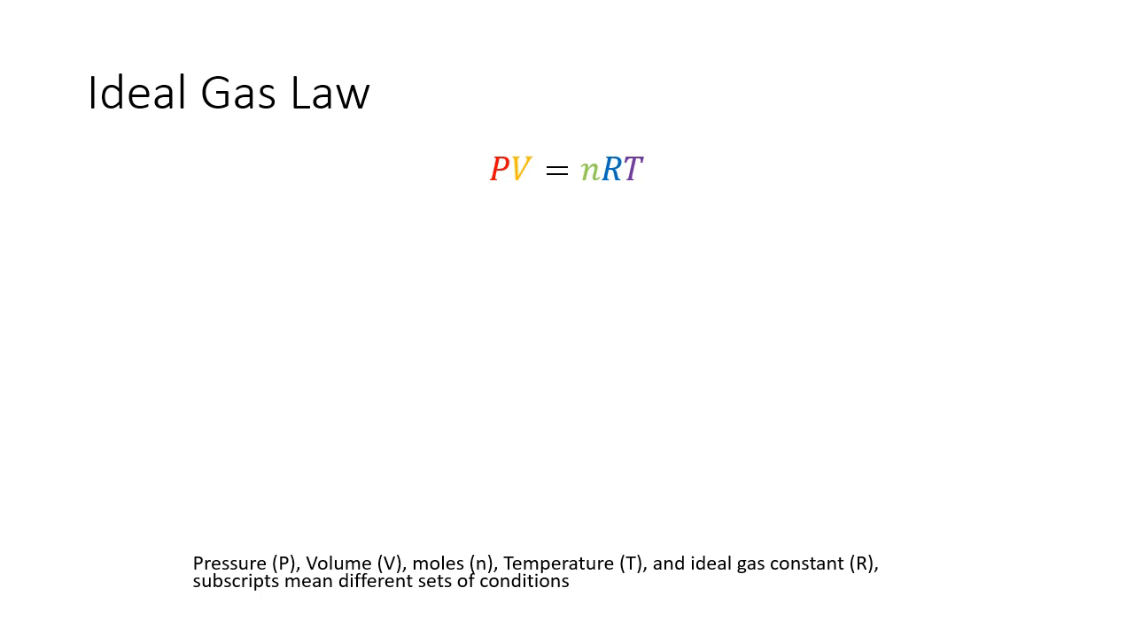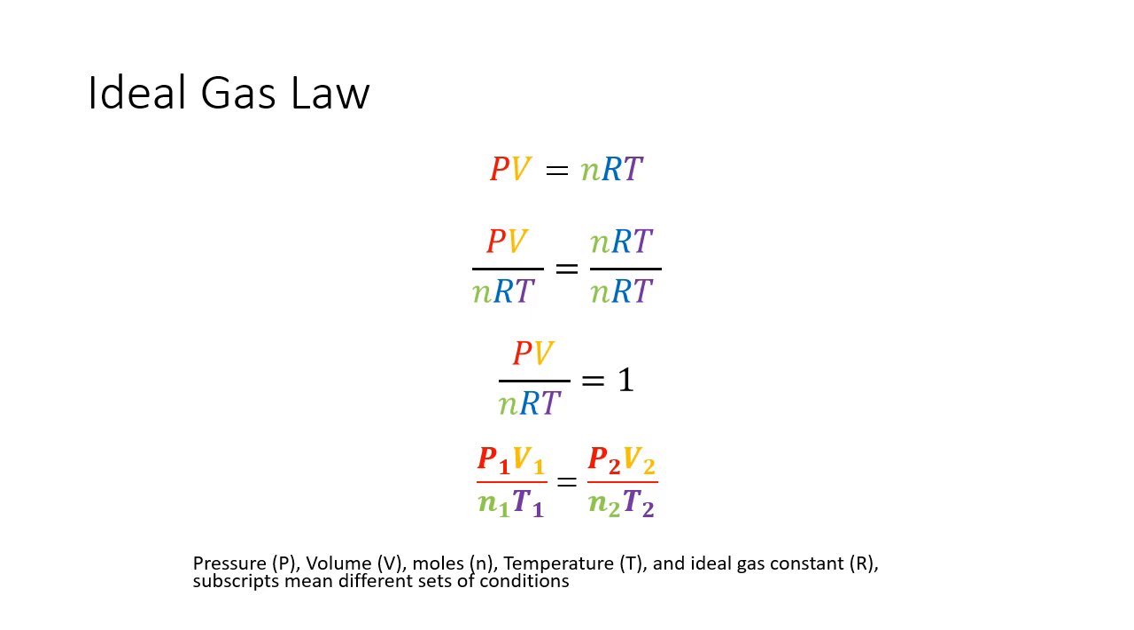So PV equals nRT. If I divide both sides of the equation by nRT, on the right, nRT over nRT reduces to 1. So if PV over nRT is equal to 1, then it doesn't matter if I've changed conditions, PV over nRT will be the same value. And R will cancel because it's a constant on both sides. So I find that P1V1 over N1T1 is equal to P2V2 over N2T2.